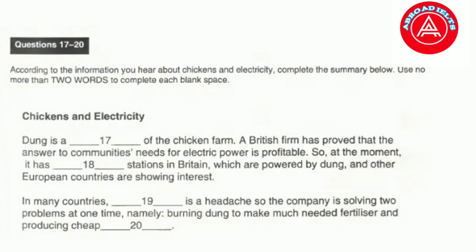How can chickens provide not only that delicious breakfast egg, but also the power to cook it? The answer lies in that plentiful byproduct of the chicken farm, namely chicken dung. An enterprising British company has proved that green solutions to the electric power needs of communities can be profitable. In fact, there are already three dung-fired power stations in use in Britain, which have attracted attention from other European countries, and several projects in different places are already at the advanced planning stage.